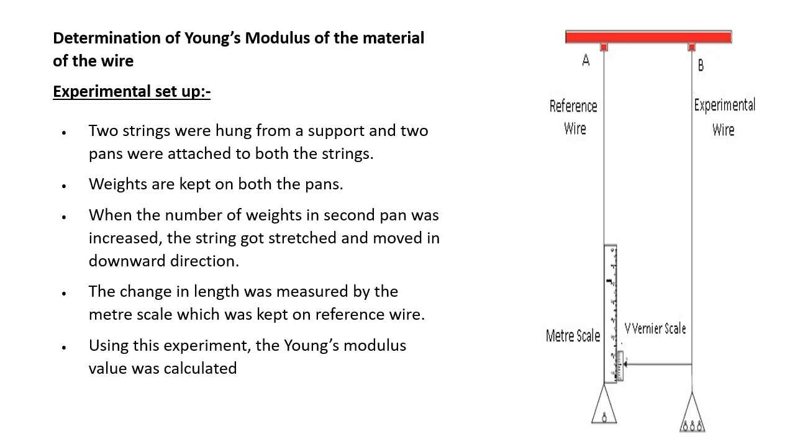Increase the weight step by step, note down the corresponding extensions, and plot a graph between the extension of the spring and the total load producing it. You will get a straight line graph. This indicates that extension is directly proportional to applied load, and this verifies Hooke's law within the elastic limit.